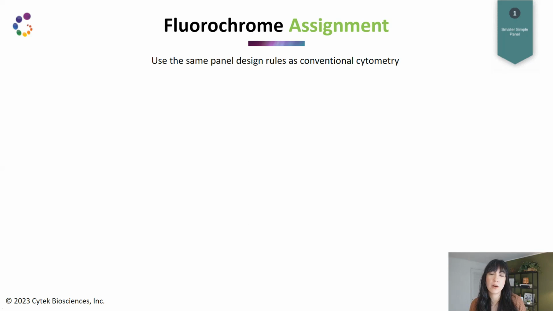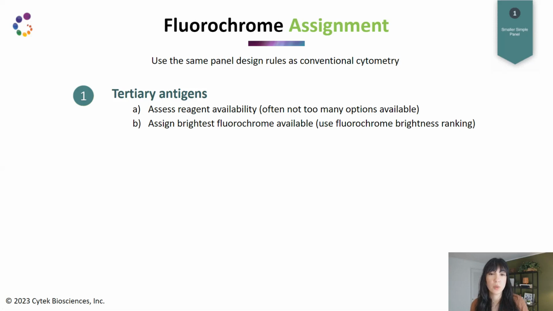So let's get into our situations again and go through some example panel design. So moving back to our simple scenario where we have a smaller panel, let's go through the process of assigning your fluorochromes to your markers. So we're going to start out with our tertiary antigens. Recall that I said it's incredibly important to pair your tertiary antigens with the brightest fluorochrome that you have available. Oftentimes, these tertiary antigens have some limited reagent availability as well, so it's good to place these ones first.